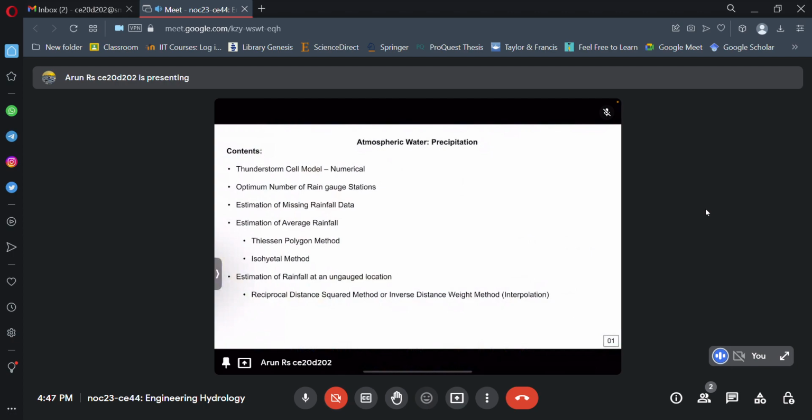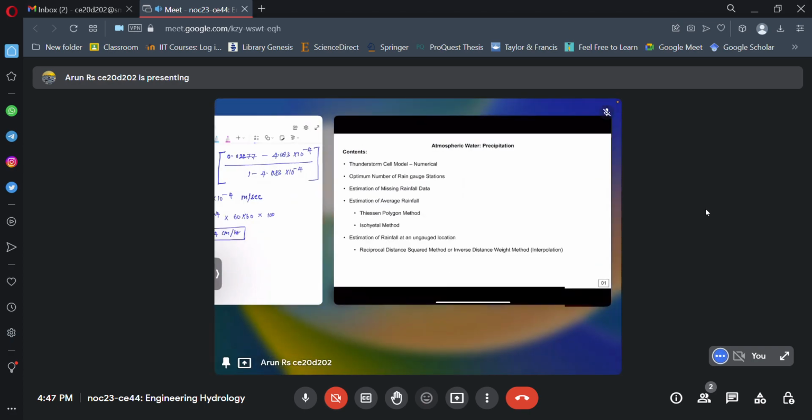So now we have completed the thunderstorm cell model. Next topic is the optimum number of rain gauges, followed by the different ways in which you can analyze the precipitation data.